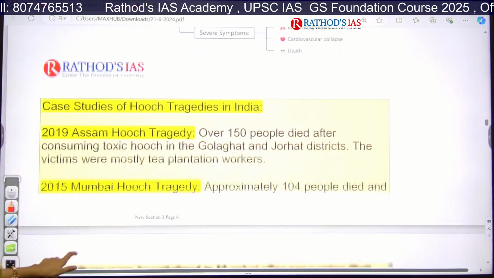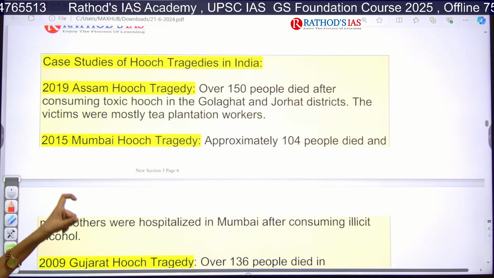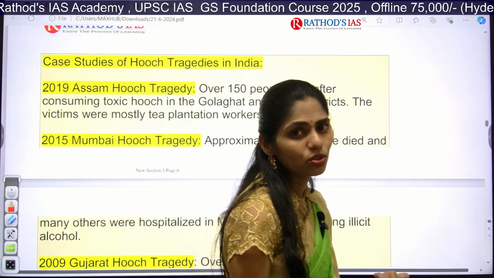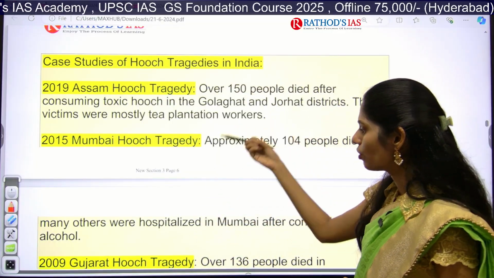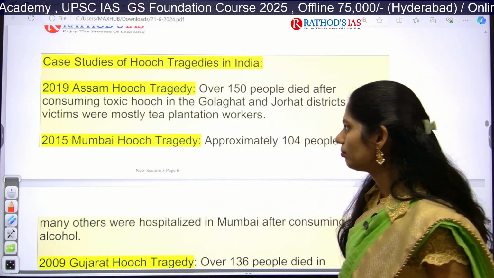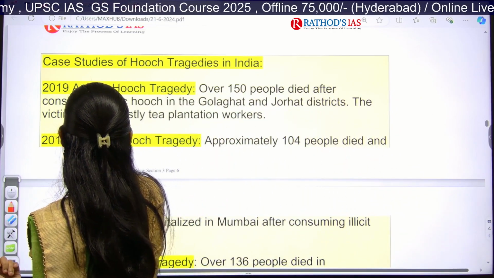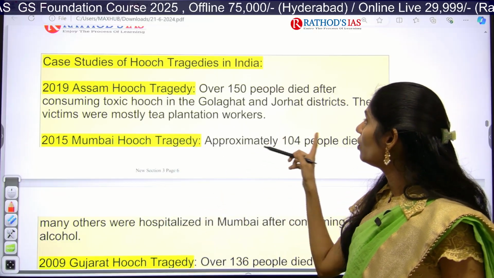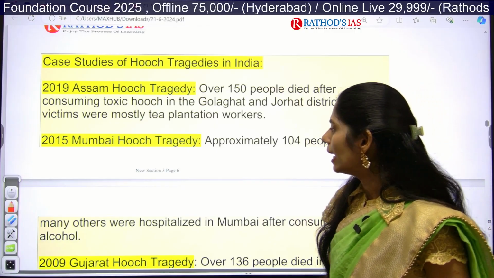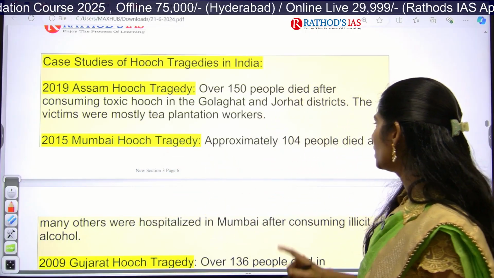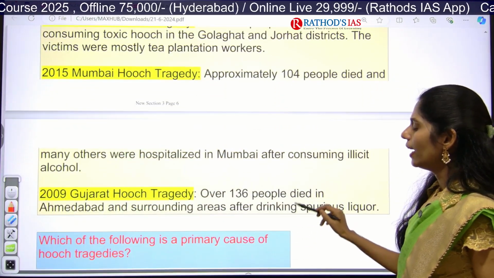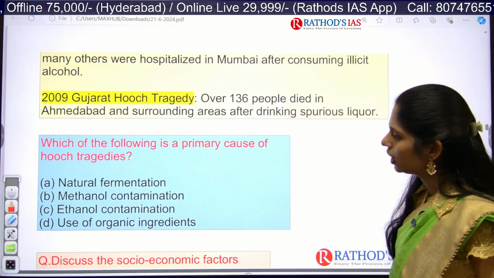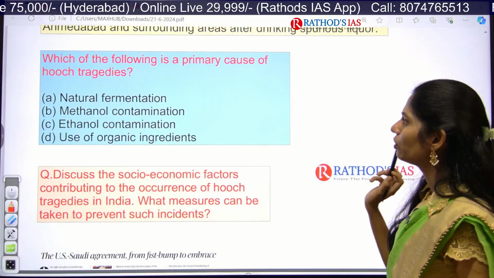And now let us see the major hooch tragedies in India. I want to give you some examples so that if you get mains questions, you will have data and evidence of examples that happened in India. In 2019, the Assam hooch tragedy, more than 150 people died. In 2015, the Mumbai hooch tragedy, around 104 people died. And the 2009 Gujarat hooch tragedy, 136 people died. So these are examples, and now I want to give you one prelims question.